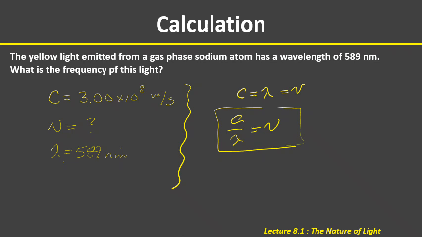And if you'll see, that's the same mnemonic I mentioned before. What's new? C over lambda. So this is exactly what we would expect. So to calculate our frequency, we just take the speed of light and divide by the wavelength.